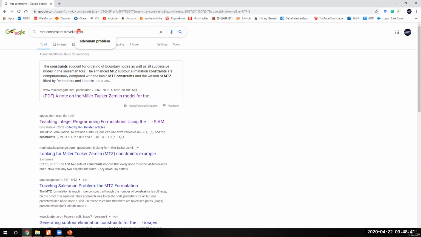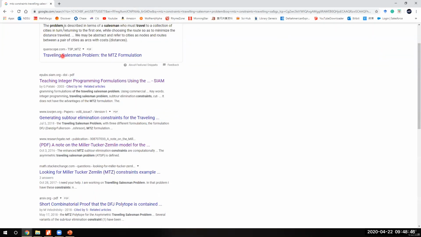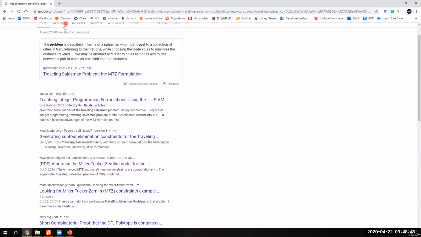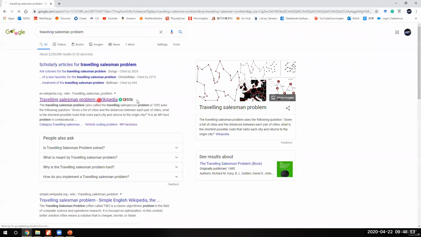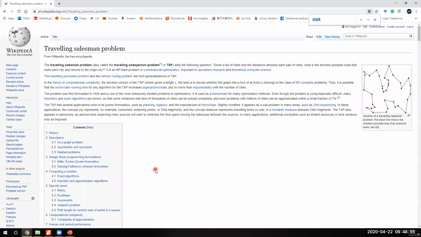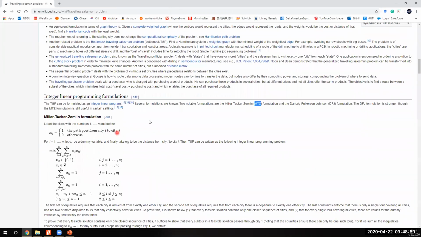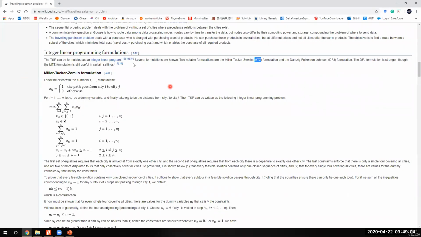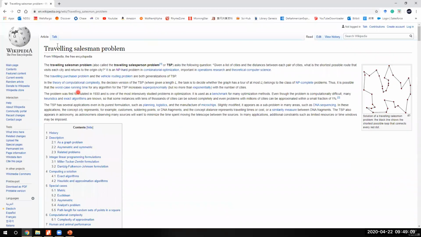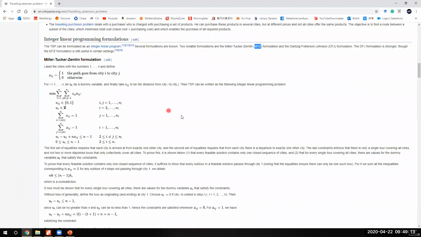Traveling salesman problem. Where's the Wikipedia? Traveling salesman problem. Okay, Wikipedia. MTZ. Here we go. So this is something about the MTZ constraints. If you're interested, you're welcome to have a look at this part. Just go to Wikipedia and search traveling salesman problem. And the one part here is the MTZ constraint.